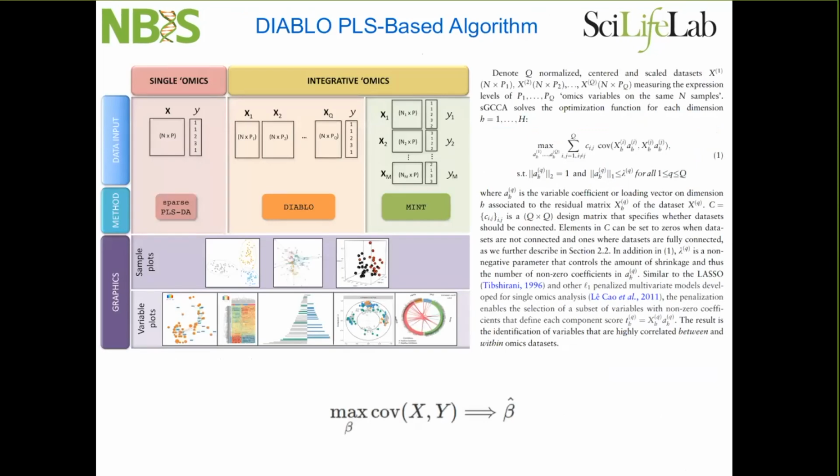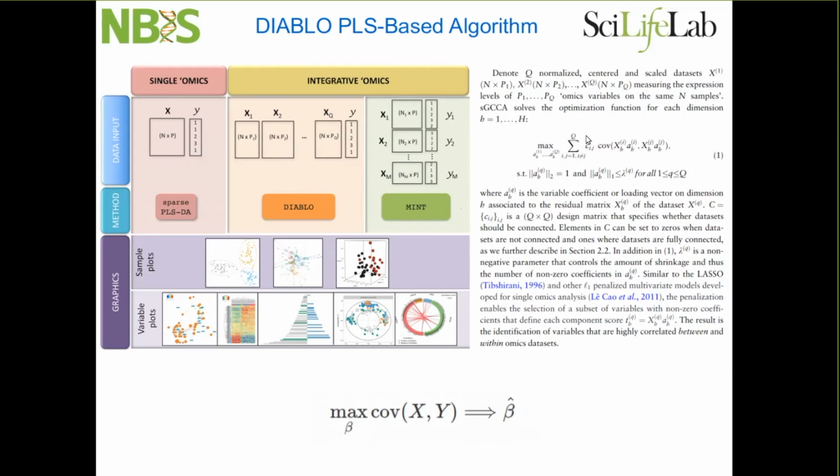And Diablo, indeed, uses PLS as a basic method. Diablo belongs to the mixOmics R package. And mixOmics is actually not only Diablo, it includes other methods such as Mint, and this is integration across samples. So Diablo is integration across omics. I talked a little bit about the difference between integration across samples. I said what Mint is doing is actually similar to batch effect correction. Well, Diablo is doing integration across omics measured on the same biological samples.